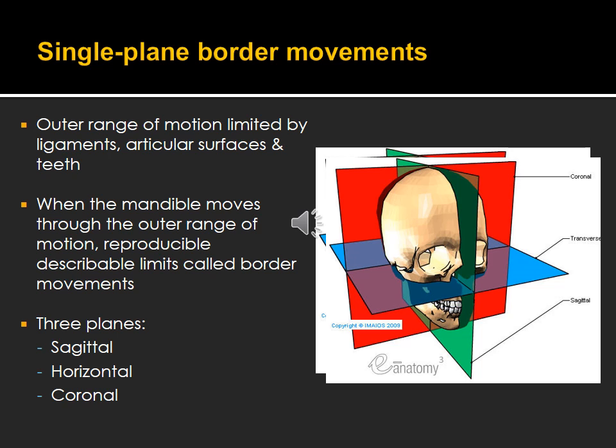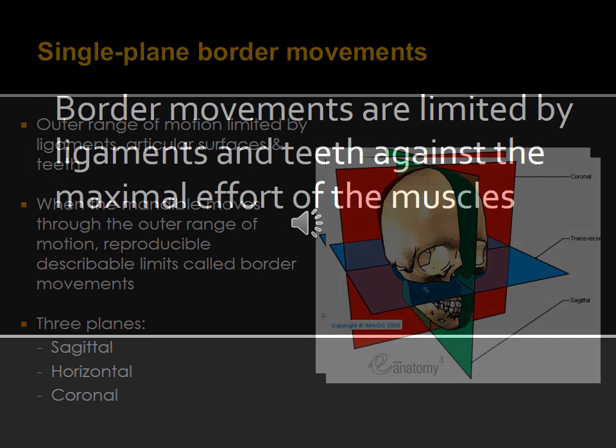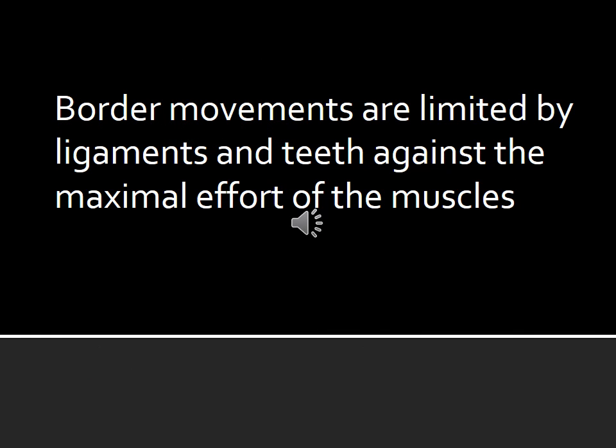So you have to remember the position of all these planes to be able to imagine the range or the border of the movement in each plane. As we said, what are the determinants, or the factors, that will limit the movement of the mandible? These are the ligaments and the teeth, to resist the effort of the muscles, to prevent extreme movements beyond the ability of the ligaments and the teeth.